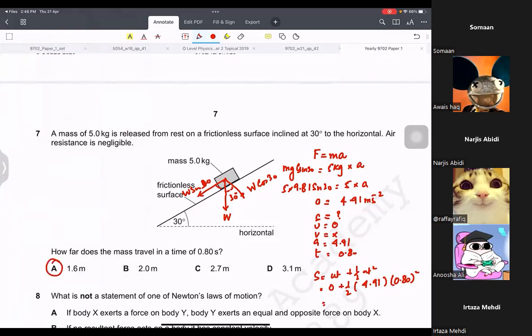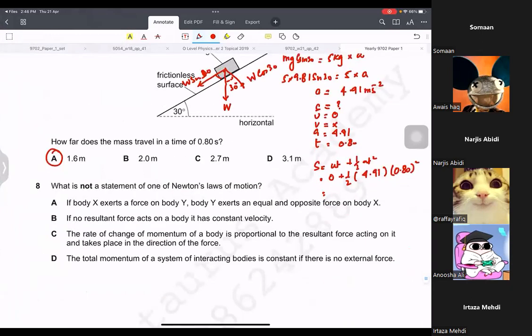All right. If you have any questions, please let me know. Now, what is not a statement of one of Newton's laws of motion? Body X exerts a force on body Y, body Y exerts an equal and opposite force on X. Okay. Well, I've heard it. If there's no resultant force on a body, it has constant velocity. All right.